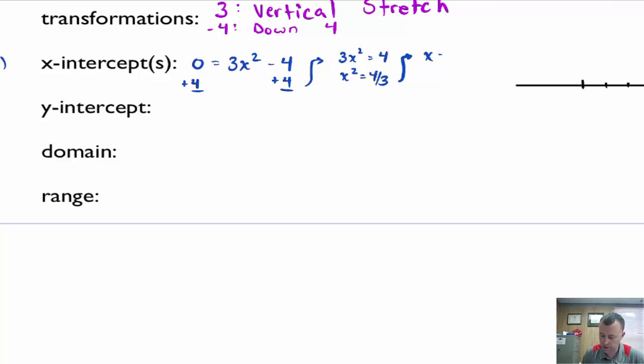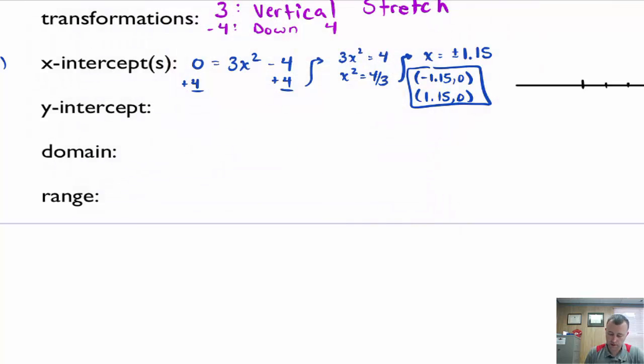And again, you have to realize when you do this, if you didn't think about it already, you've got to put a plus or minus in front of it. 1.15 plus or minus. When you square root, it's always plus or minus. And you think about it, this is a quadratic. It's going to be U-shaped. It's going to be opening up. It's going to touch twice. We have to include both answers. So we're going to have negative 1.15, and we're going to have positive 1.15. So those are going to be your x-intercepts. And we'll put those on there in just a minute.